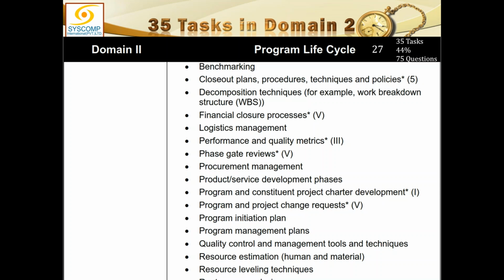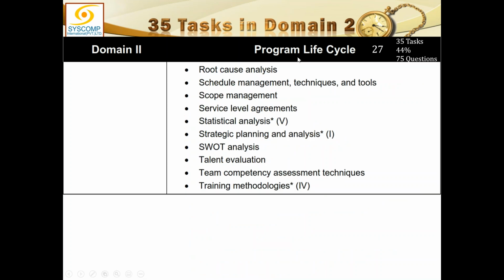Quality control and management tools and techniques, resource estimation, which includes living and non-living, human and materials, resource leveling techniques. I hope resource leveling is again very well understood by you because this is a project management subject. Then root cause analysis, again, a very well-known tool for all of us. Scheduling management tools and techniques.